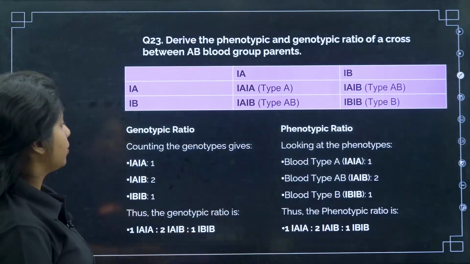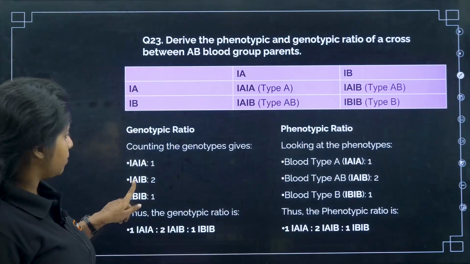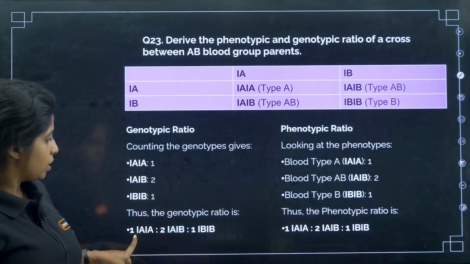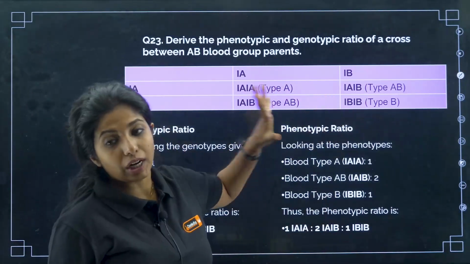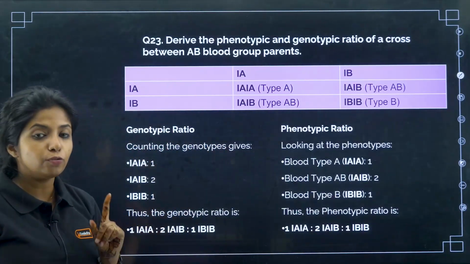How can you write it properly? You can write it like this. The genotypic ratio: IA IA is 1, IA IB is 2, and IB IB is 1. So this is the genotypic ratio. This will be the phenotypic ratio. Write it properly and you get your answer. This is a 2-mark question. Don't lose your 2 marks over there.